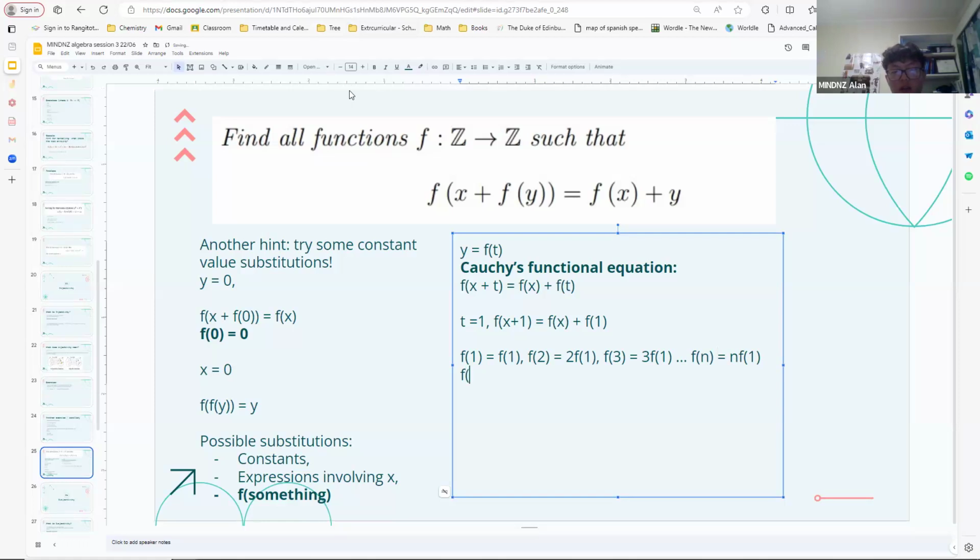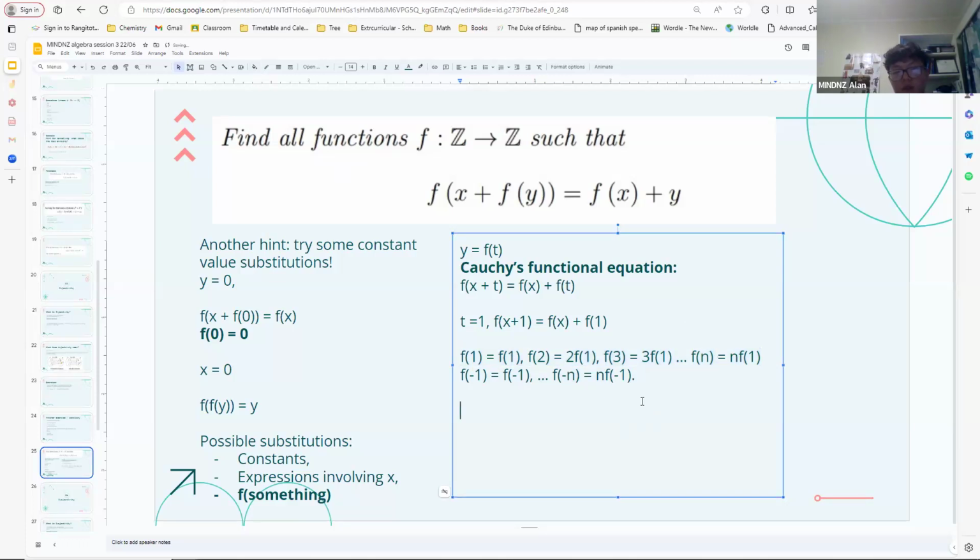So we have f of -1 equals f of -1, and then dot, dot, dot, f of -n equals -n times f of 1, which equals n times f of -1. But if you look closely, these two are still not connected yet, which means we haven't finished solving the problem.